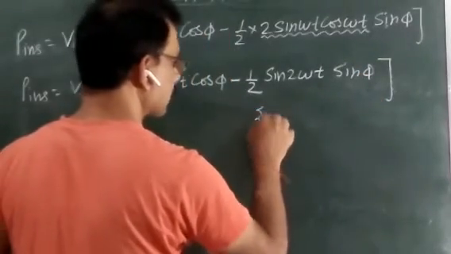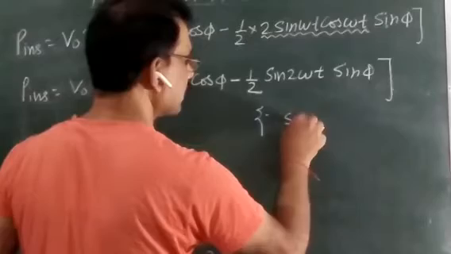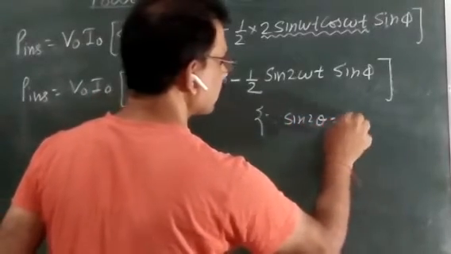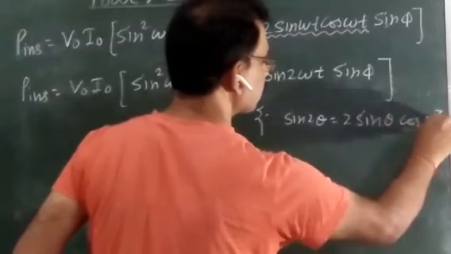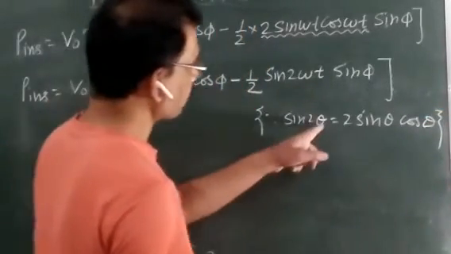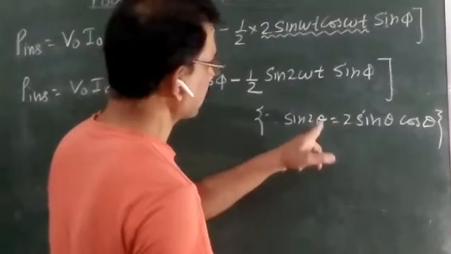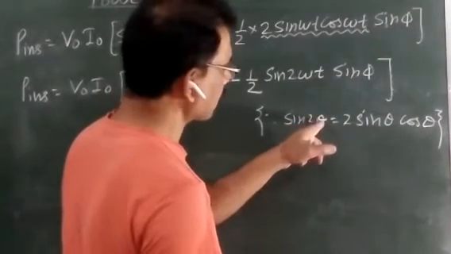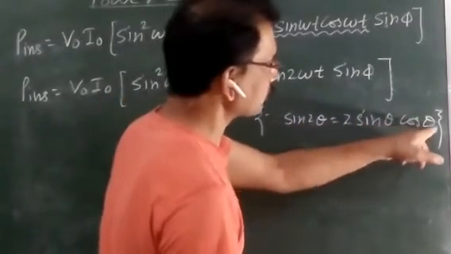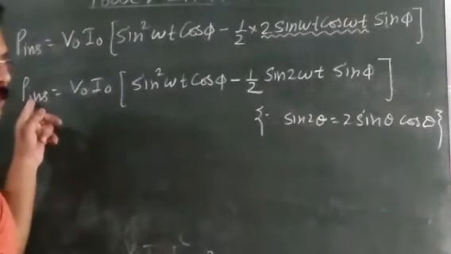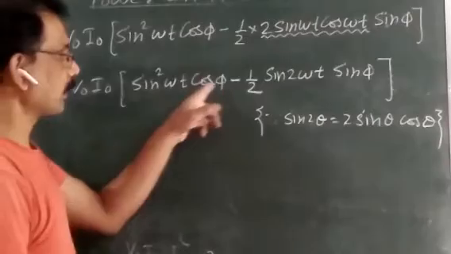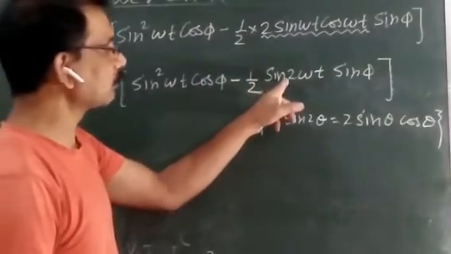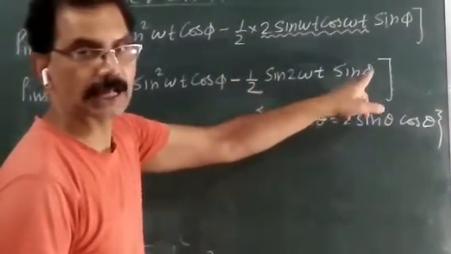If you want, you can write that sine 2 theta is equal to 2 sine theta cos theta. This is the formula. And here in place of theta, omega t. So sine 2 omega t is equal to 2 sine omega t cos omega t. Now you see here. So instantaneous power in the AC circuit will come V naught I naught sine square omega t cos phi minus half into sine 2 omega t and sine phi.